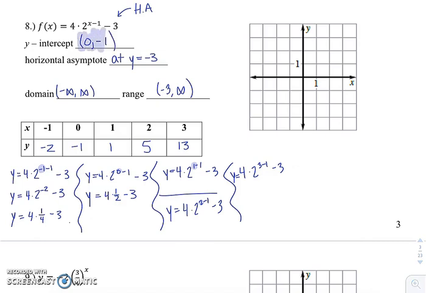So we have all that information. You guys can draw your horizontal asymptote on your graph. And you don't have to draw the horizontal asymptote. I just always kind of like it as a boundary for me when I'm graphing them. I find it helpful to see where I'm starting at. So negative 1, negative 2. 0, negative 1. 1, 1. 2, 5. And then you guys can just draw that in there.